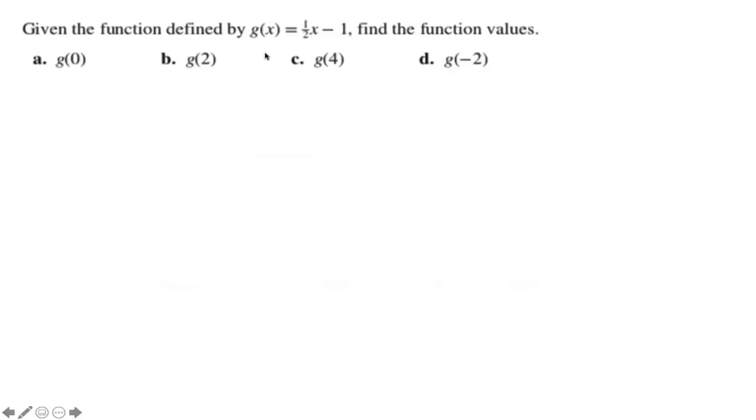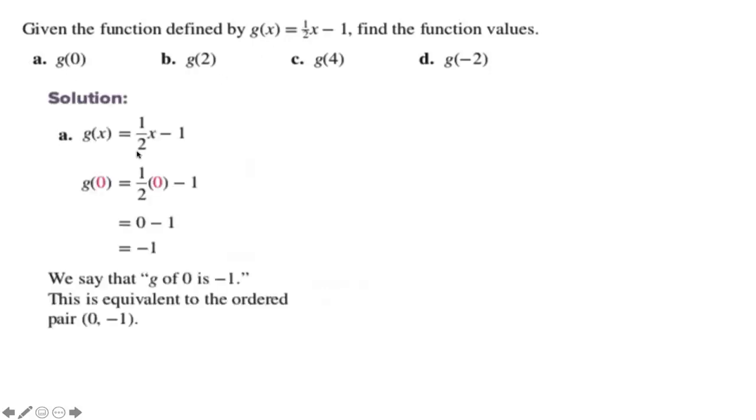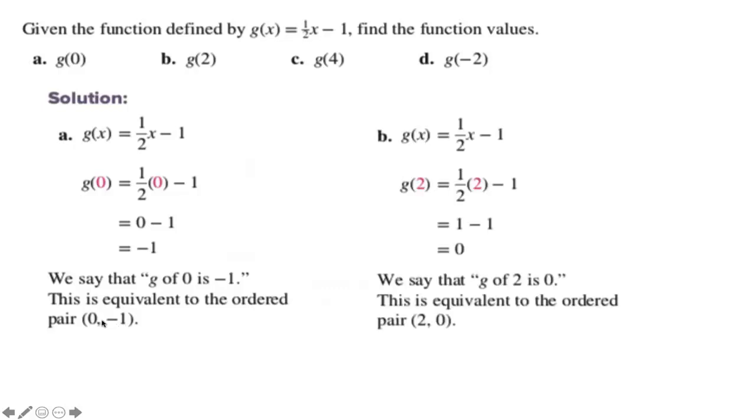Okay, suppose you have this function. How do you evaluate it? This is called function notation. g of 0 means you plug 0 into x. If I do that, I get -1. So g of 0 is -1. That means that 0, -1 is an ordered pair for the function. g of 2, again I plug in 2 and evaluate. So I get 1 minus 1, which is 0. So g of 2 is 0. And g of 4, plug in 4, I get 1. So g of 4 is 1.